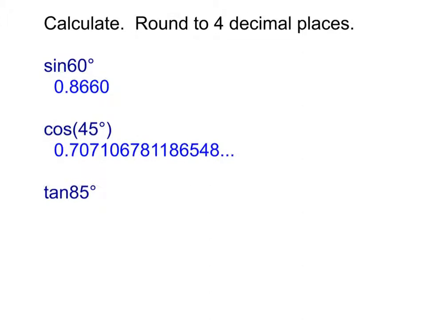So when you do that calculation, this is the big long decimal that your calculator gives you. Again, we're rounding it to the 4th decimal place, which is where that 1 is. Since the next digit is a 0, it stays a 1. So cosine of 45 is 0.7071.